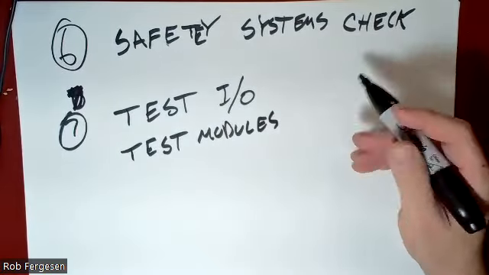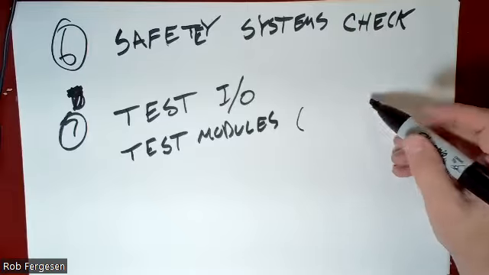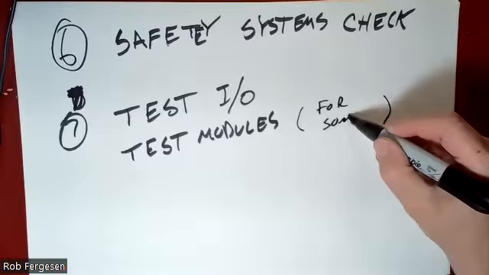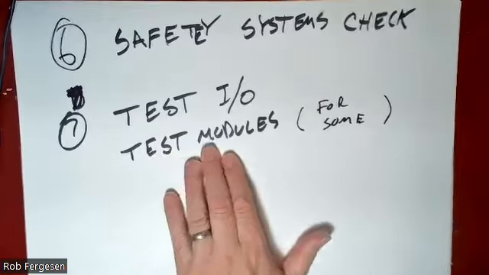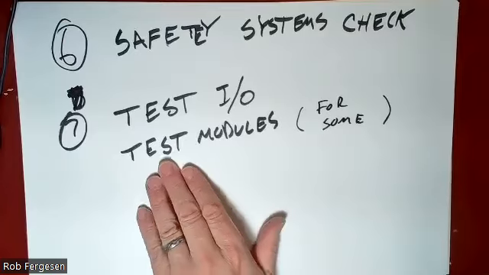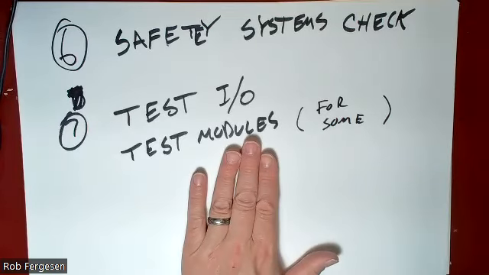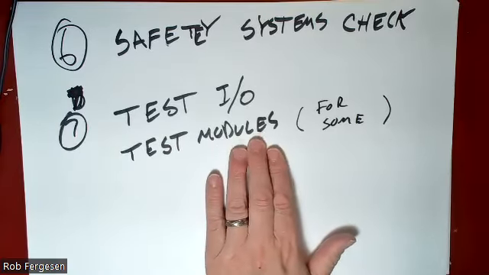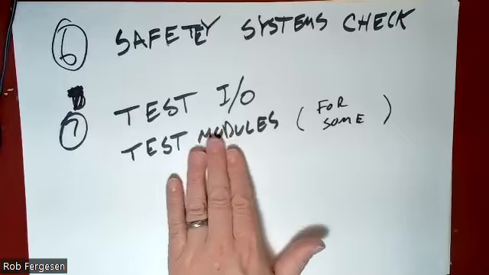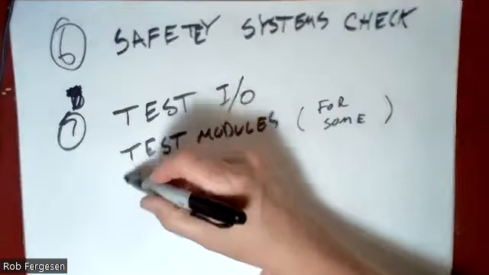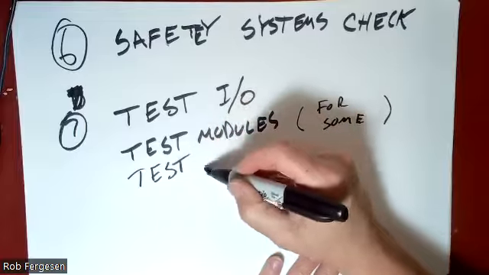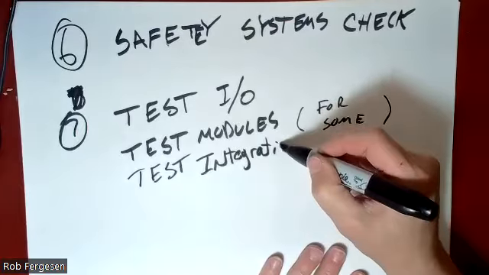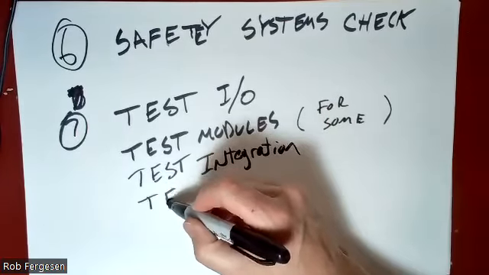Now, for some commissioning, we don't test the modules as part of the commissioning. For some, we do. For instance, if my modules are already pre-tested in the shop, and once I've installed everything, it's really hard to test the individual modules, I might skip this step. So the next step would be test the integration. And the last step would be test the system.